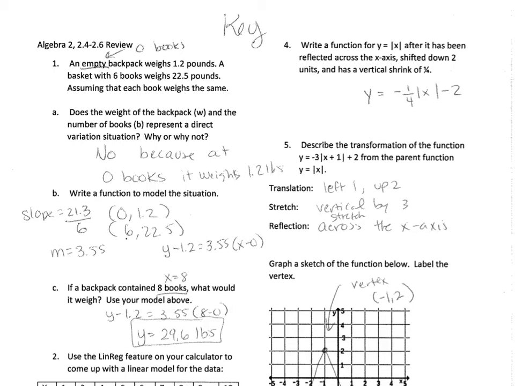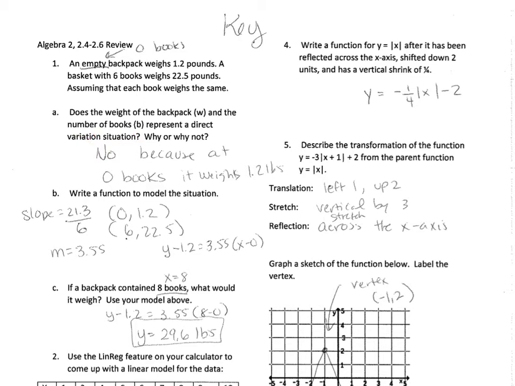Okay, number one is looking at a linear function. An empty backpack weighs 1.2 pounds. A backpack with 6 books weighs 22.5 pounds. Assume that each book weighs the same. Letter A: does the weight of the backpack W and the number of books B represent a direct variation?